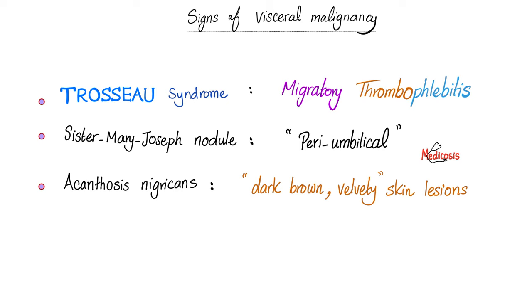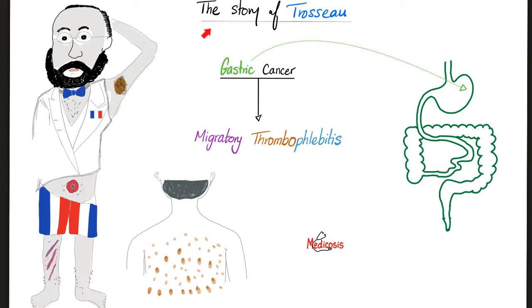Let me clarify some of these terms. Trousseau syndrome, not Trousseau sign, is migratory thrombophlebitis. What kind of veins? Superficial migratory thrombophlebitis. Sister Mary Joseph nodule is a nodule in the periumbilical area. Acanthosis nigricans is the dark brown velvety skin lesion on the back of the neck and the armpit, as I've shown in the previous picture. Do you want to learn about the story of Trousseau? Watch my video titled Trousseau Syndrome, which you can find in my playlist called Signs in Medicine.